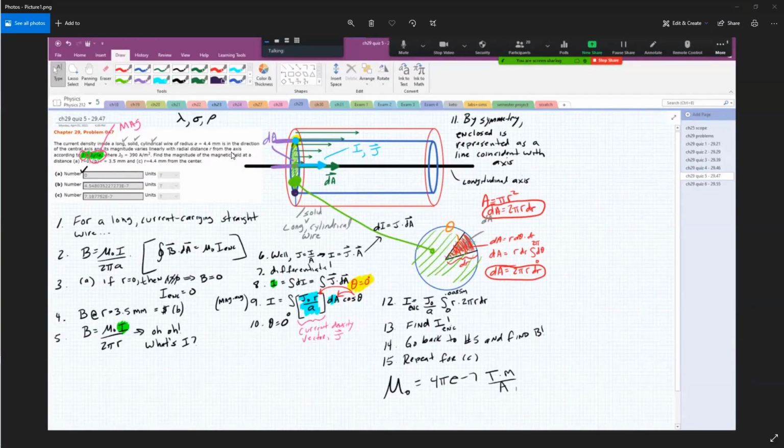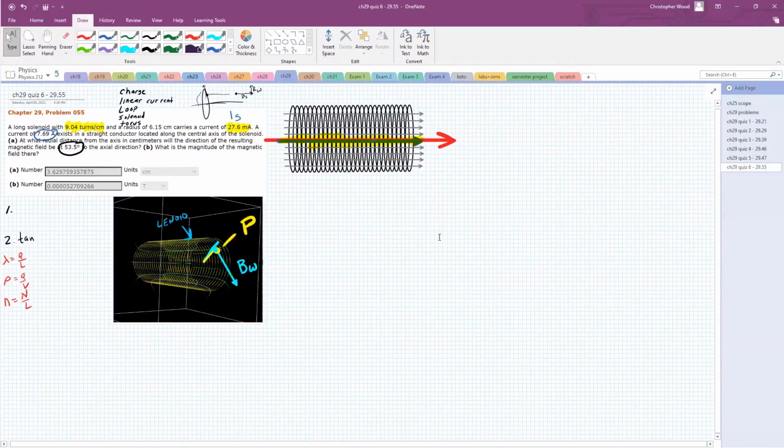Chapter 29, quiz 6, which is talking about a solenoid.